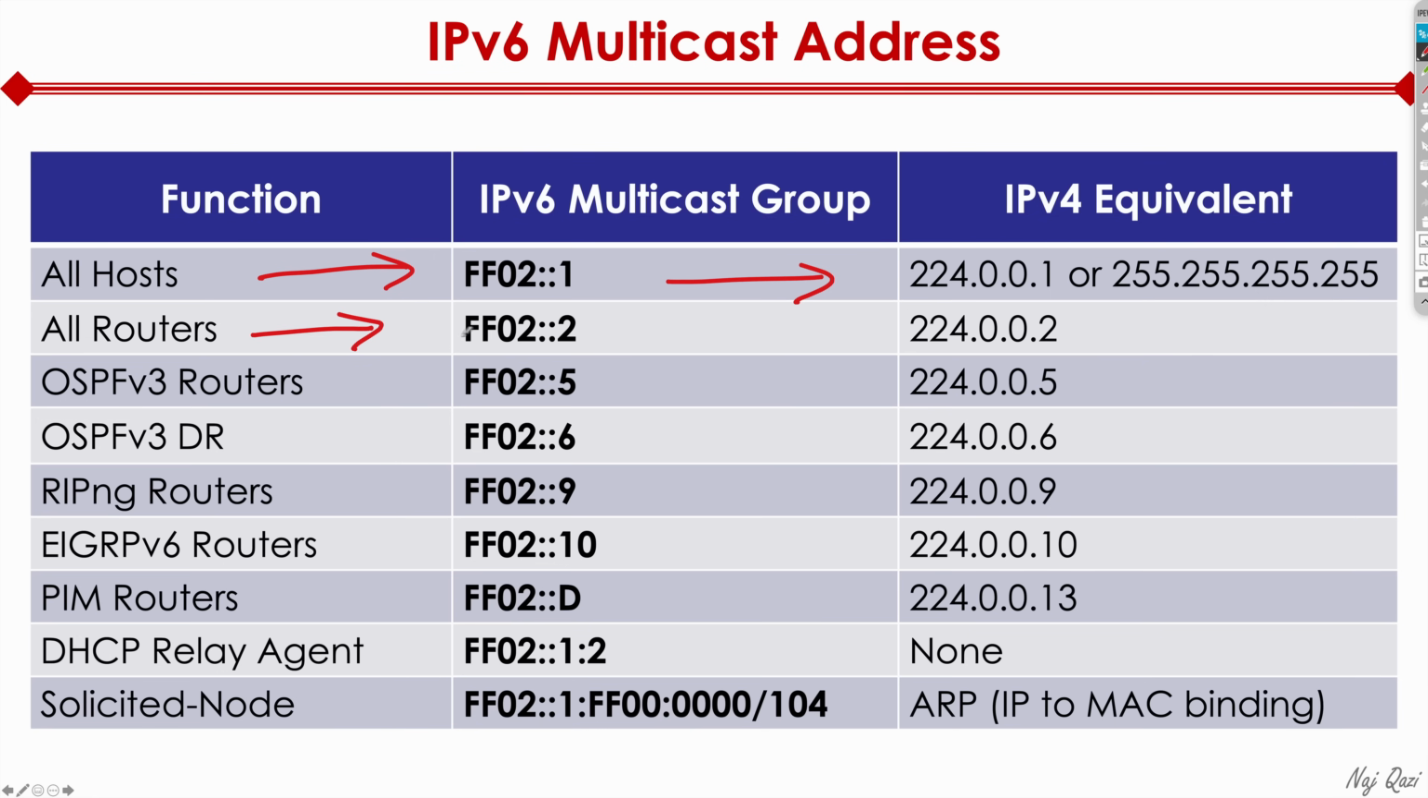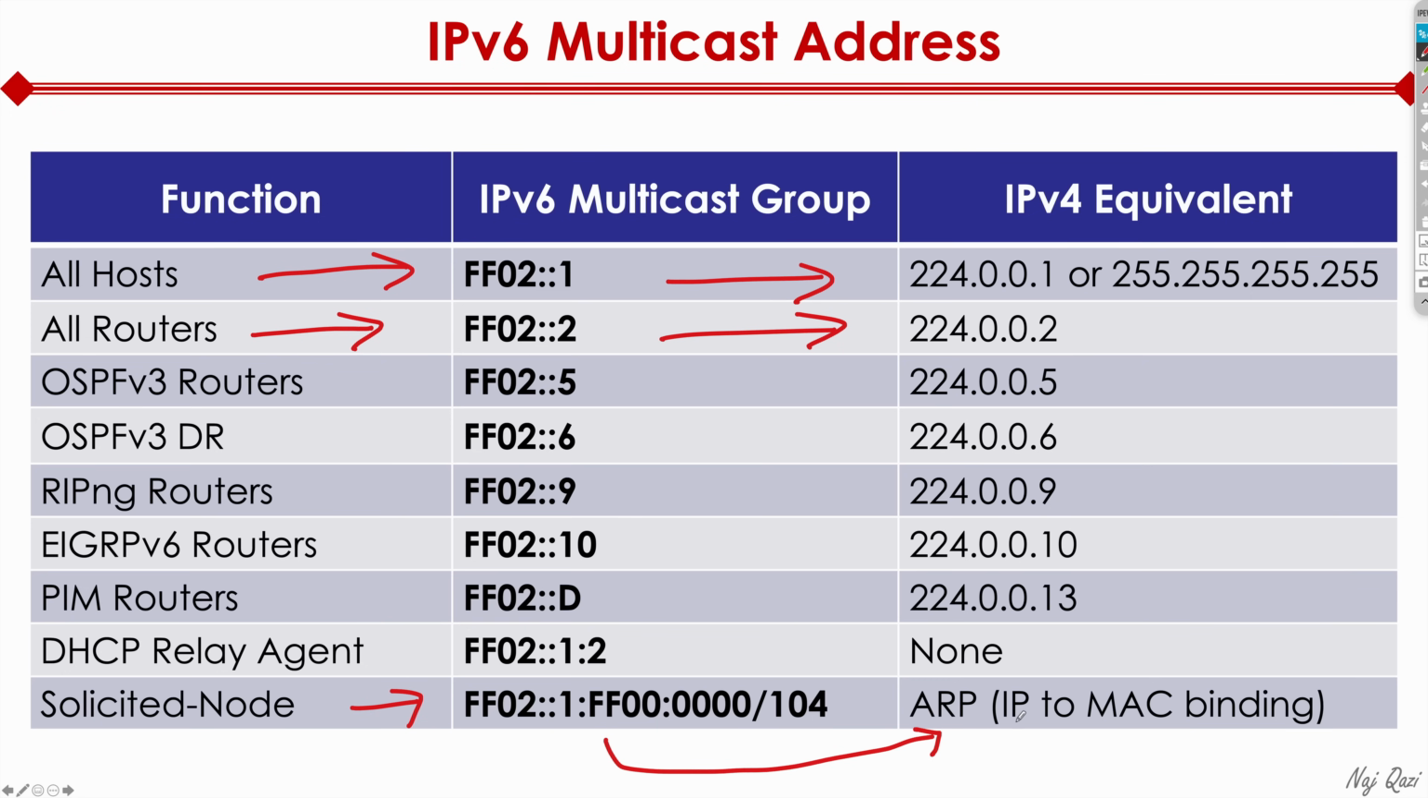In contrast, if you send something to FF02::2, that's equivalent to 224.0.0.2. That's all routers, not all hosts. Only all the IPv6 routers will get packets in this multicast group. Another type of address that's important for you to understand is solicited node multicast, and that is FF02::1:FF00:0/104. This is what replaces ARP in IPv6.